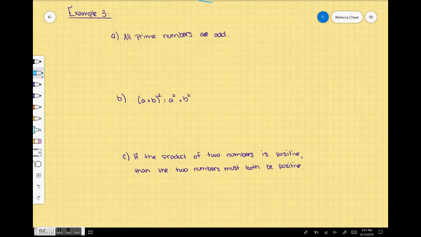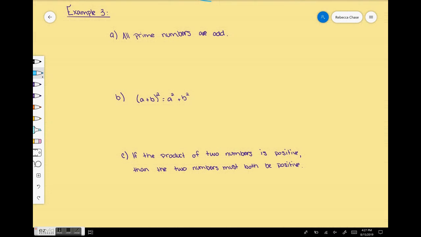Okay, so when we look at examples like that, so what we have to try to find is called a counterexample. Okay, a counterexample is an example that proves something wrong or that goes against what you're saying. So when I look at part 1 of example 3, all prime numbers are odd. Okay, well, prime numbers are numbers that only have itself and 1 that go into it.